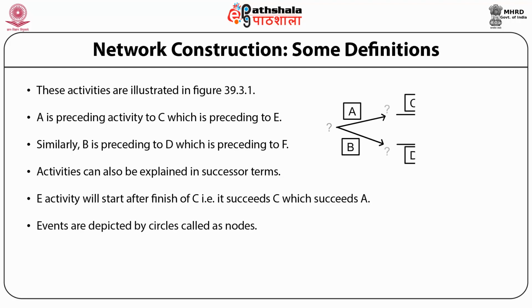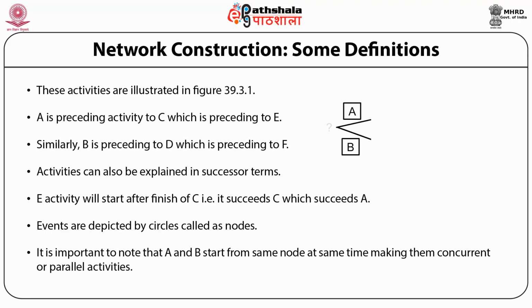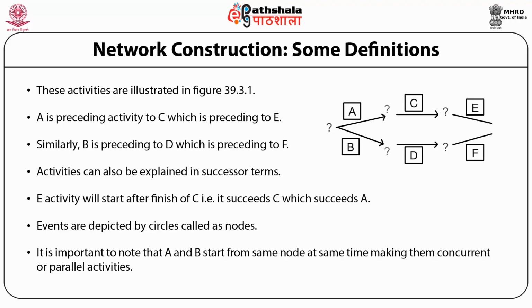Events are depicted as circles called nodes. They indicate the start and finish of an activity. It is important to note that A and B start from some node at the same time, making them concurrent or parallel activities. Critical Path Method (CPM).